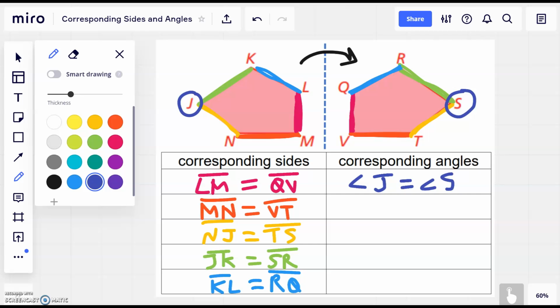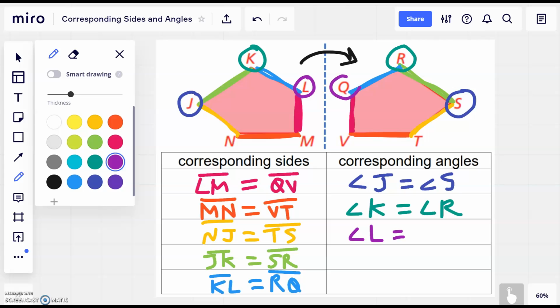And that little symbol that I'm putting before the letter is the angle symbol. And you can use the colors to help you, because in this case, I see that J is at the corner of green and yellow, so its corresponding angle must also be at the corner of green and yellow. Let's try another one. So angle K corresponds to angle R. Keep on going. Angle L corresponds to angle Q.